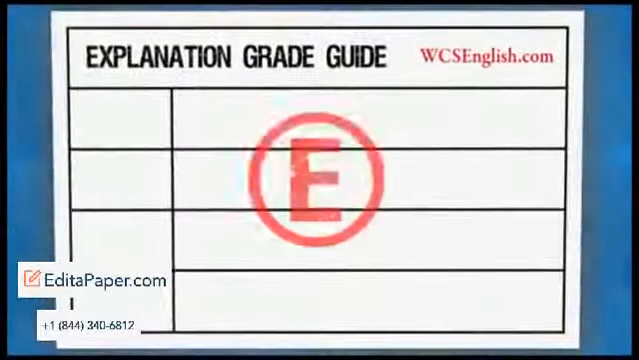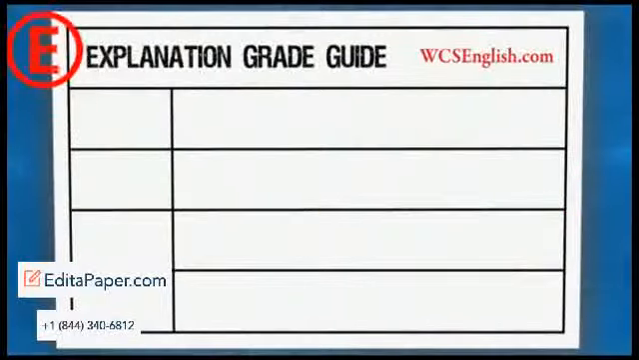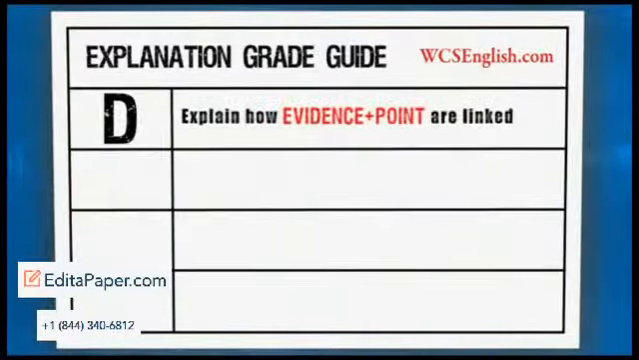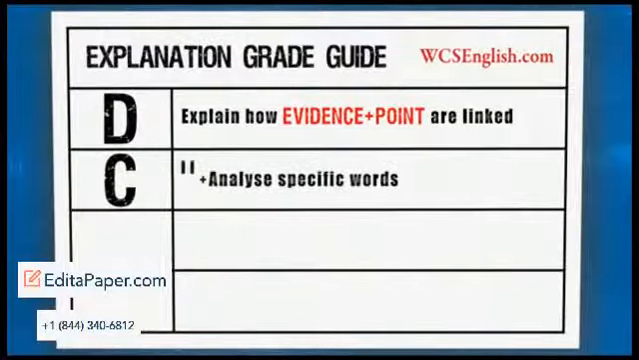The EX, explaining your point, is where you fully develop things. Now this is not how the examiners actually look at it, but it's just kind of a level of understanding that you can memorize and then hopefully use. If you go with a D, your explanation will simply explain how evidence and point are linked. If you're looking for a C, then you'll do that, so that's a ditto marks, it means you're going to do what's above, and you're also going to analyze specific words.